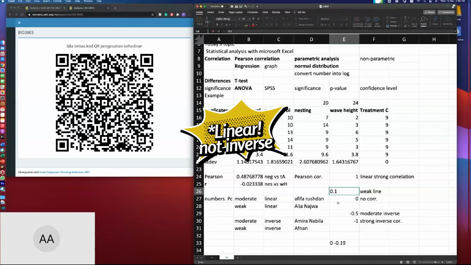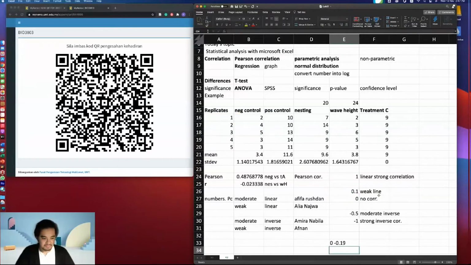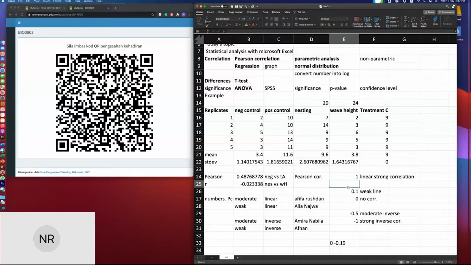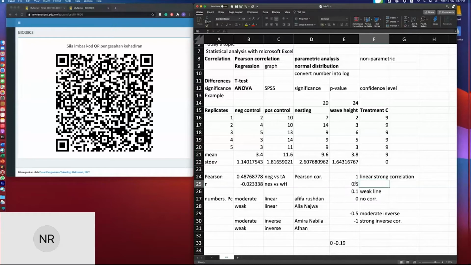So Afifah, untuk moderate linear, 0.3. Now, actually, 0.3 I would consider close to weak, but the one that I would call moderate is 0.5. Surrounding between 0.4, 0.5, 0.6, that is considered as a moderate linear. Moderate positive linear correlation. Just a moderate linear. All right?